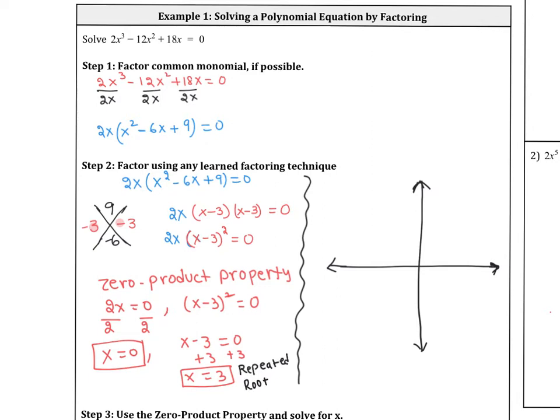So when we graph on graph paper this type of polynomial and it has a repeated root, it means it's not going to cross the x-axis at that point. It will touch the 3 and go back. So let's see how we graph.